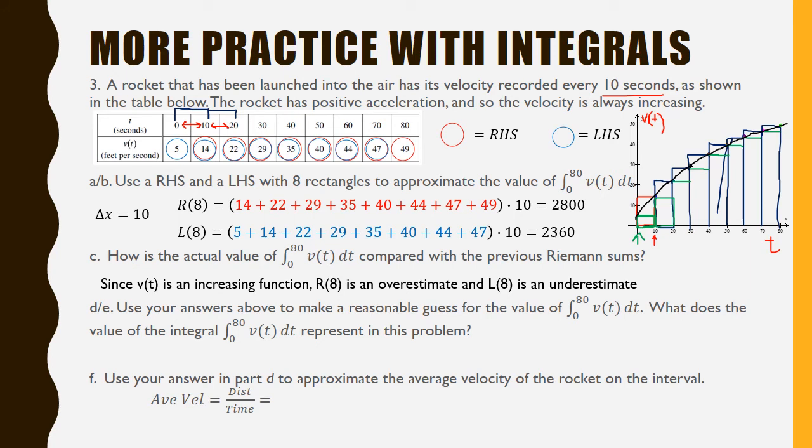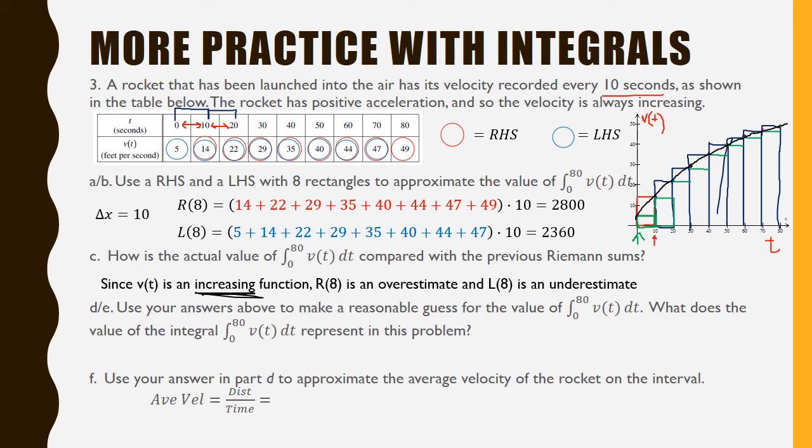Then you will notice that all of the right-hand rectangles are overestimates, and that's specifically because the function is increasing. If it was decreasing, it would be the other way around. But because it's increasing, the right-hand sum is an overestimate, and the left-hand sum is an underestimate. So these are all below the actual curve.